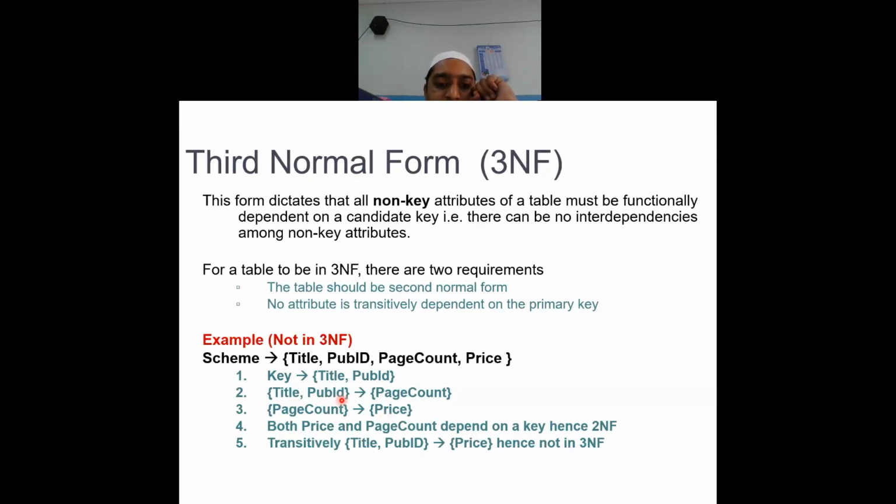But if the transitive property is existing, will this particular schema be there in third normal form? No. If the transitive property is existing, that means certain attributes are indirectly dependent on the primary key, which should not be there. So there should not be any transitive property in between them.